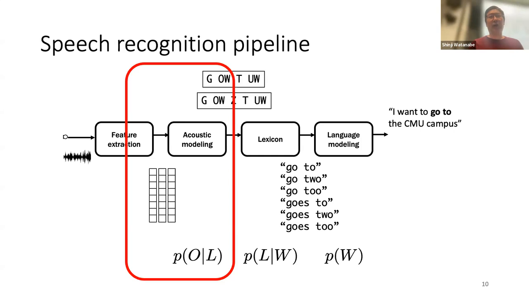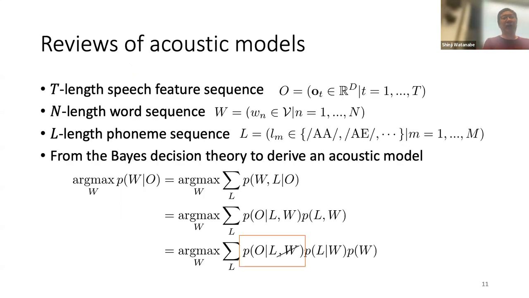First, let's review our acoustic models. So we have the speech feature observation sequence. And the output can be the token sequence. It can be word or character or subword, depending on our application. And for the classical speech recognition, we are also always using the phoneme sequences and so on. And then the variables can be decomposed into three kinds of factors. And then today's focus is this acoustic model part.